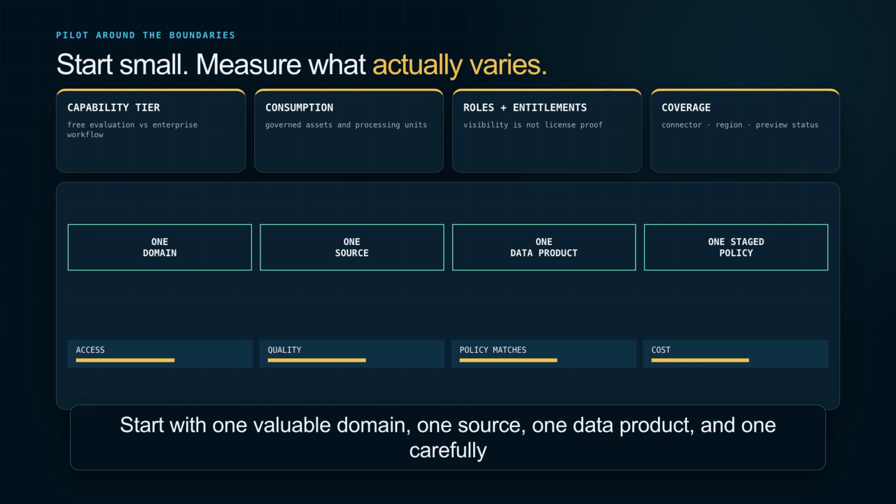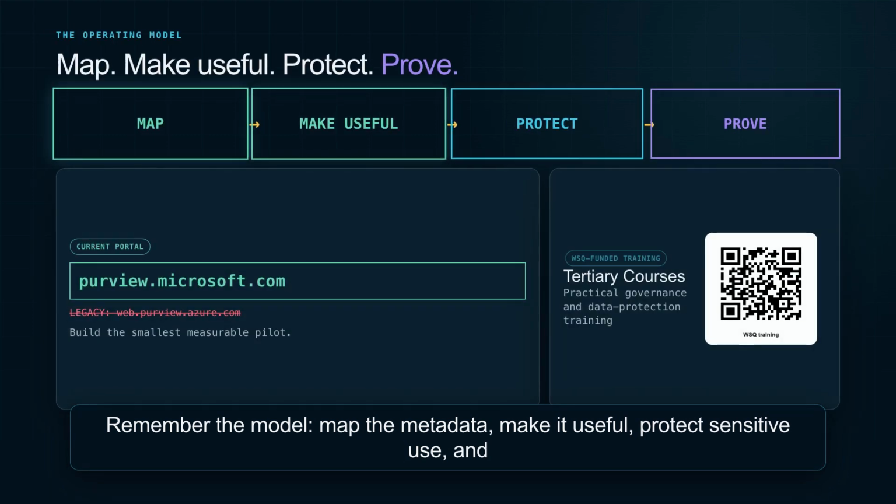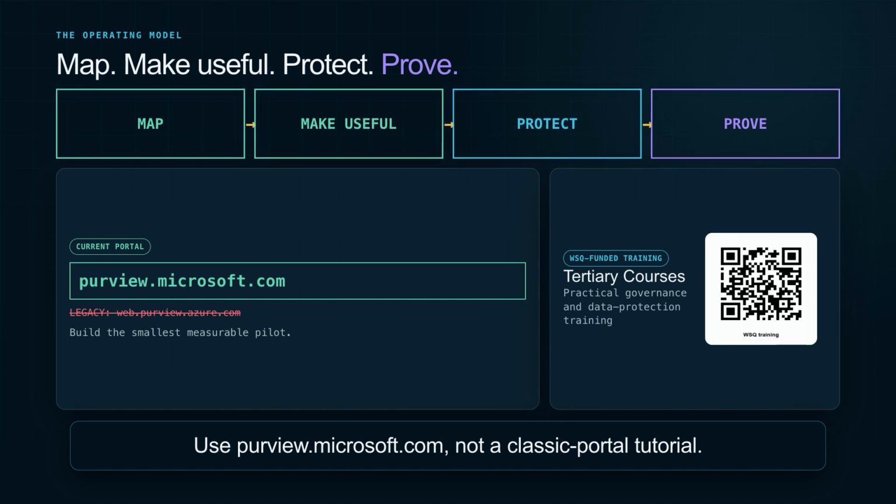Start with one valuable domain, one source, one data product, and one carefully staged protection policy, then monitor access, quality, policy matches, and cost. Remember the model: map the metadata, make it useful, protect sensitive use, and prove what happened when authorized. Use purview.microsoft.com, not a classic portal tutorial.